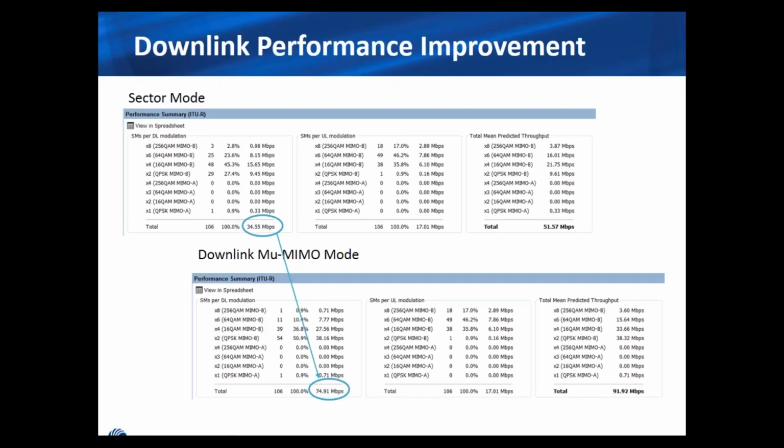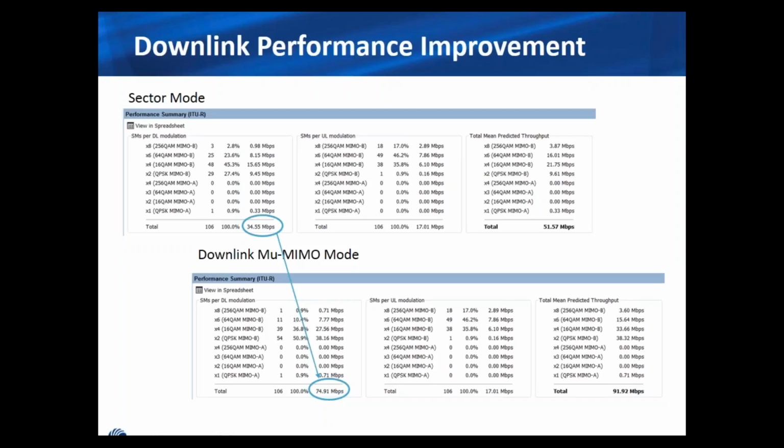You can see the impact of the downlink MU-MIMO by comparing the downlink throughput values in the AP performance summary when the operating mode is set to sector mode and then changing it to downlink MU-MIMO mode.